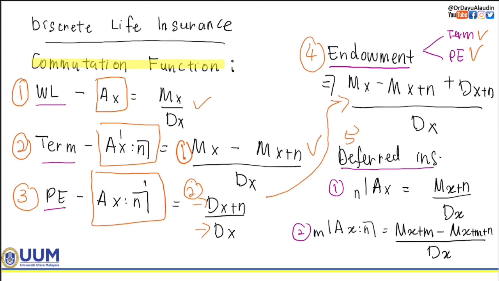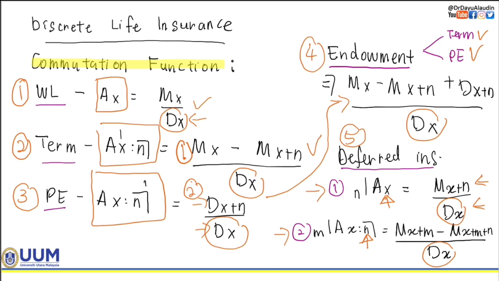And the last one is deferred insurance. The first one is whole life deferred insurance for n years: Mx plus n over Dx. The numerator is x plus n and the denominator still uses the current age, same as whole life. The only difference is the numerator. The second one is deferred insurance for m years, temporary, for n years only: Mx plus m minus Mx plus m plus n divided by Dx. The Dx is surviving. So in all the cases for insurance and annuity, the denominator is Dx. For discrete annuity, we already covered it in chapter 4.